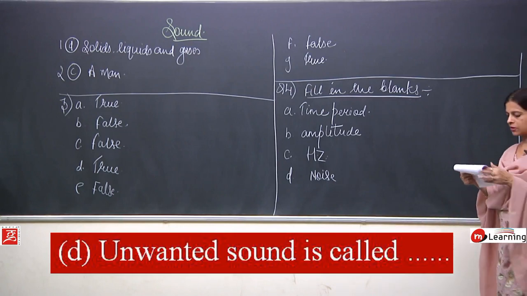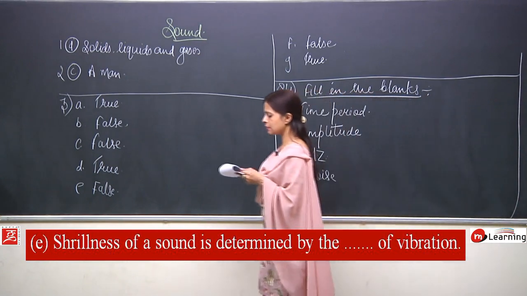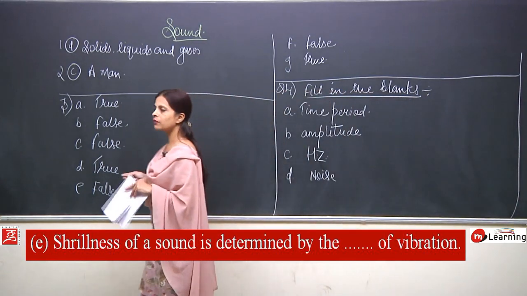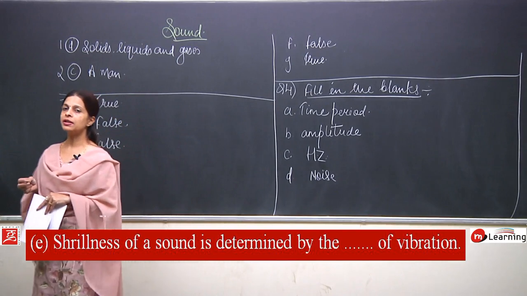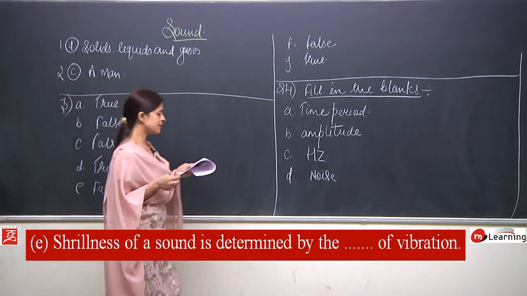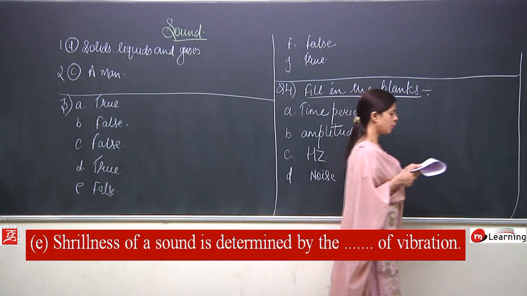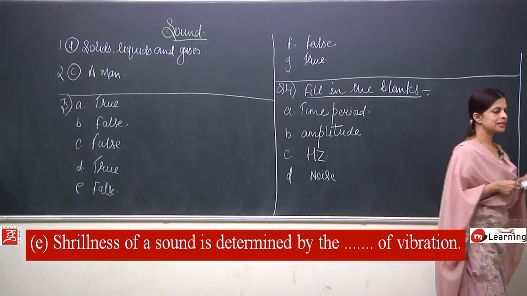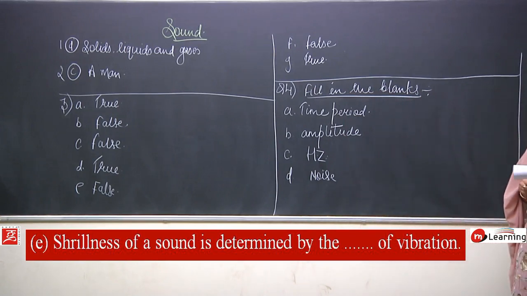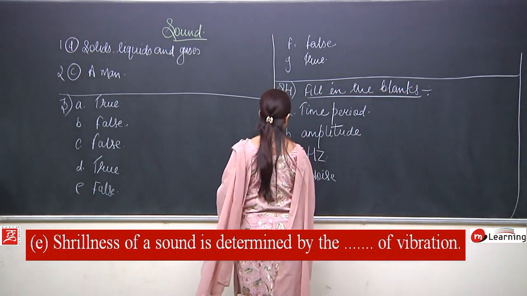Now come to the next one, children. Shrillness of a sound is determined by the dash of the vibrations. Shrillness means what? Frequency, isn't it? So shrillness of a sound is determined by the frequency of the vibration. So obviously it is what, children? It is frequency. So this one is E, and E is frequency.